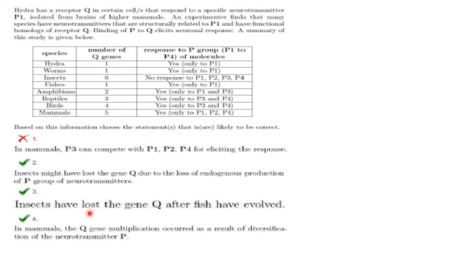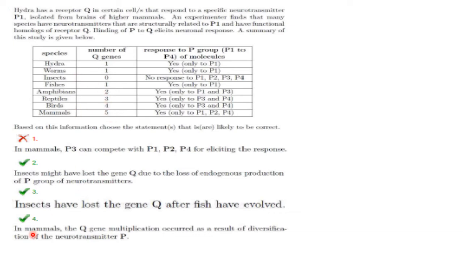Then, insects have lost the gene Q after fishes have evolved. Yes, that is correct. Otherwise, fishes would not have had the gene expressed in them. Only after the fishes evolved, insects lost the endogenous production of P group of neurotransmitters, resulting in loss of the Q genes.